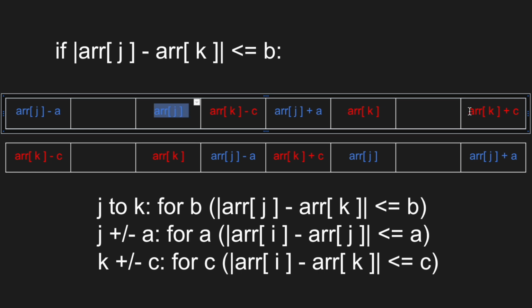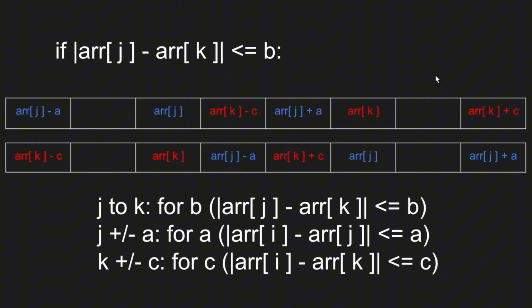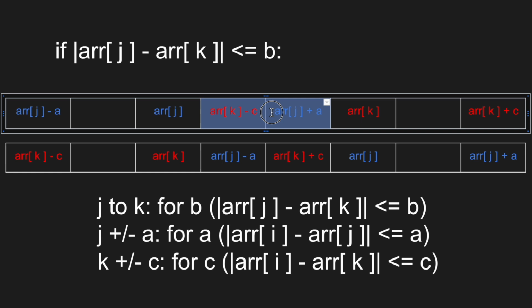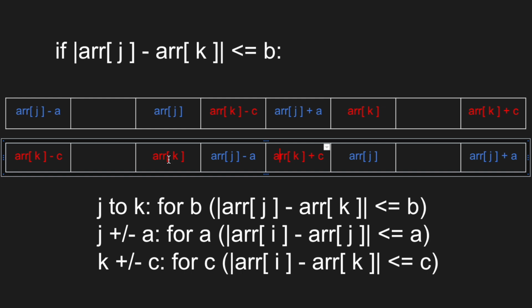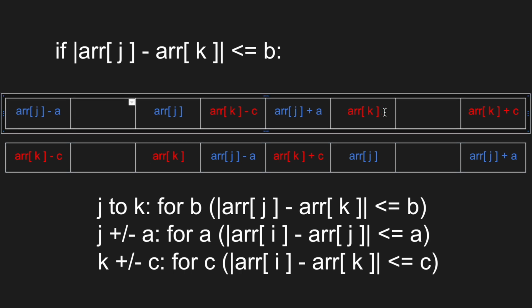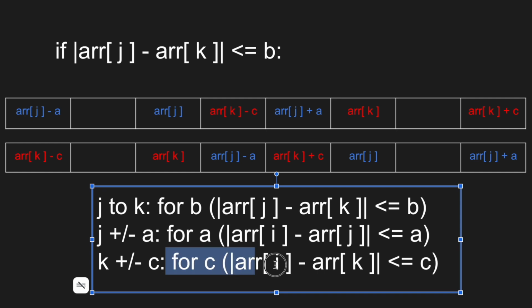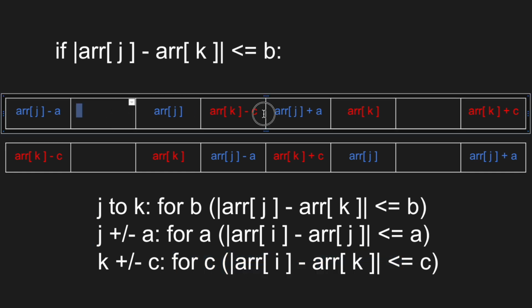And arr[k] can add c or minus c because we're finding the absolute value. And arr[j] can also minus a or plus a. And we realize that i needs to fall somewhere in between. Because if it is here, then that means it does not satisfy the absolute value of a. If i falls somewhere here, then even though it satisfies a, it does not satisfy c, because arr[k] cannot subtract enough to satisfy i. So we see that i needs to fall somewhere between here.